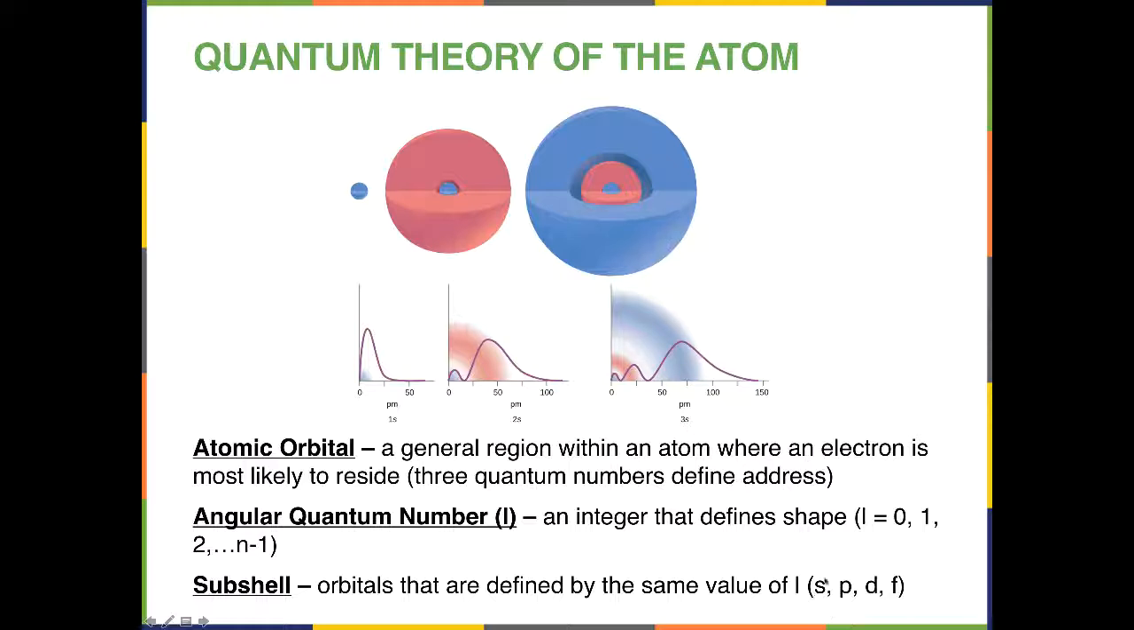So s is defined by an angular quantum number of 0, p is defined by an angular quantum number of 1, d is defined by an angular quantum number of 2, and f is defined by an angular quantum number of 3. 0, 1, 2, or 3. So if an electron is n equals 1, L equals 0, then it's a 1s electron. If it's n equals 2, L equals 1, then it's a 2p electron, and so forth.